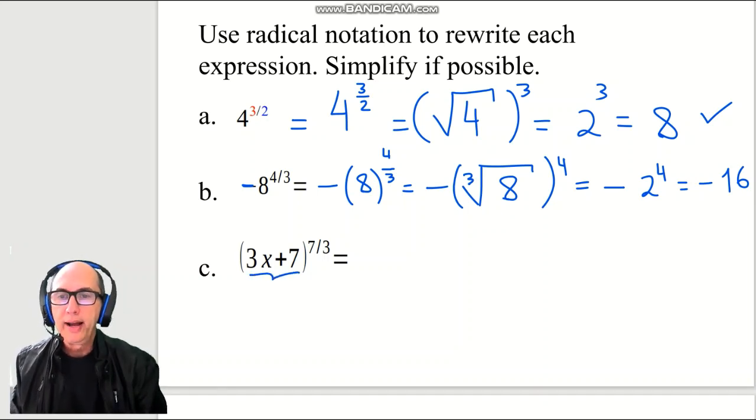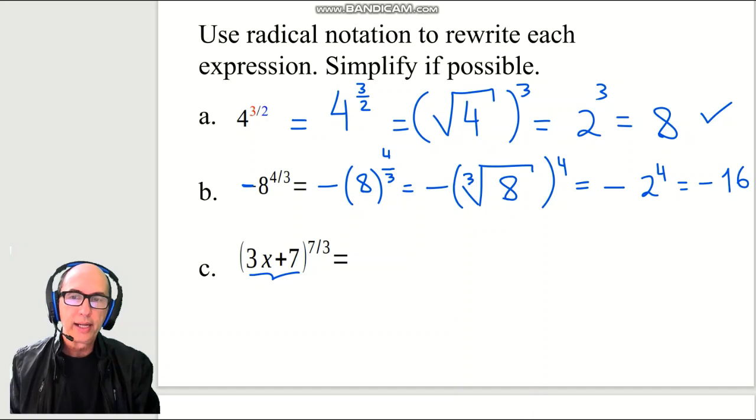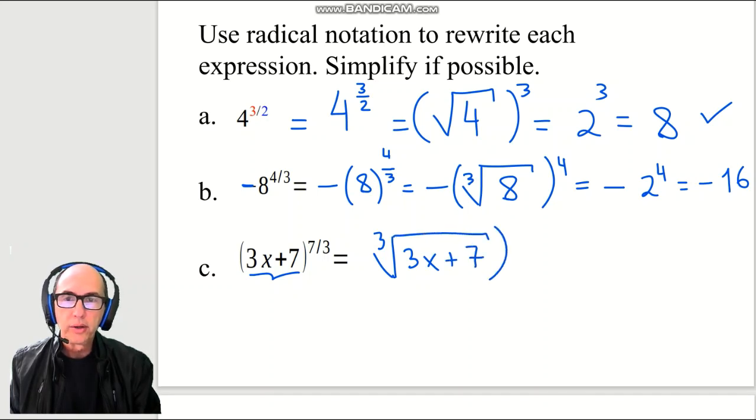What about if we have an expression with x and numbers? Well, we can do the same thing. The denominator is the index, and the numerator is the power. We don't know the value of x. We cannot simplify this any further.